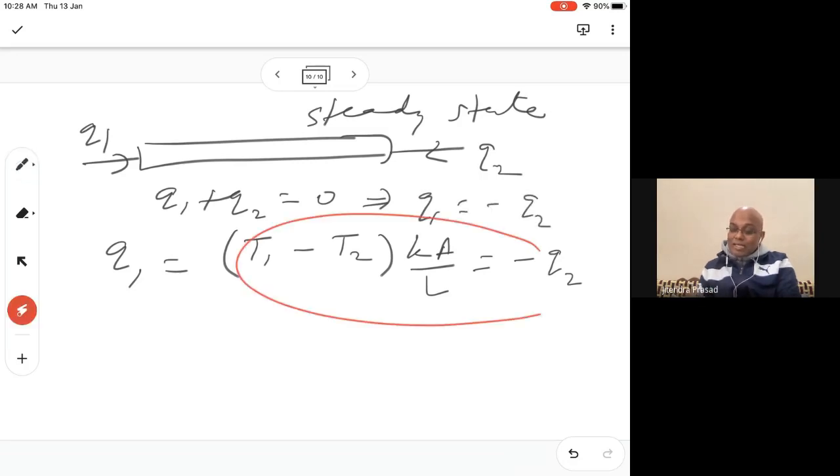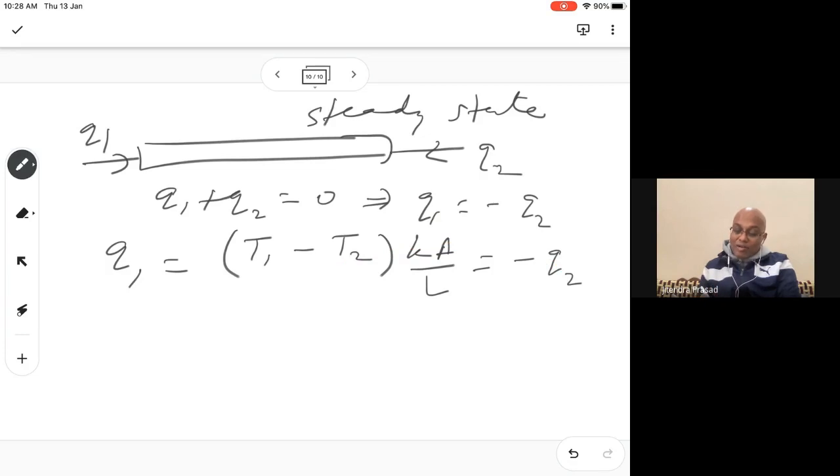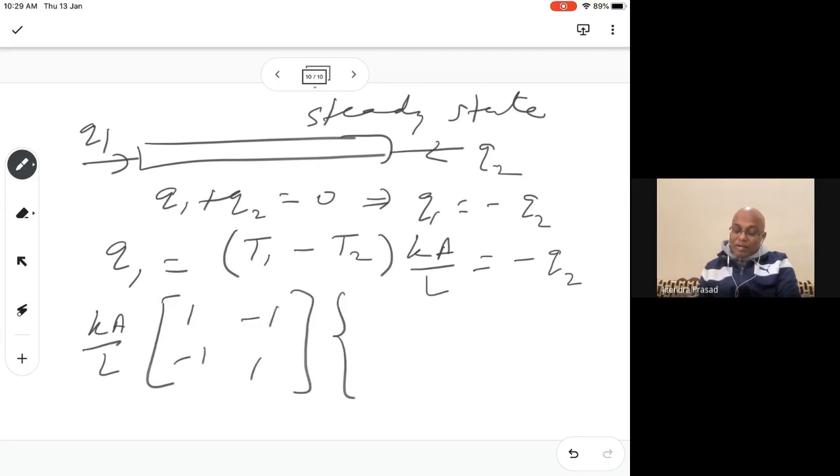So you can rearrange it the way you did earlier, and you can find immediately that the matrix will be Ka over L, or simply we can write K over L as a common factor. So Ka over L times [1, -1; -1, 1]. And what is the displacement here? This is the displacement appearing here, right? This is the displacement which is being multiplied, and these are the forces, right? This is like a force term.